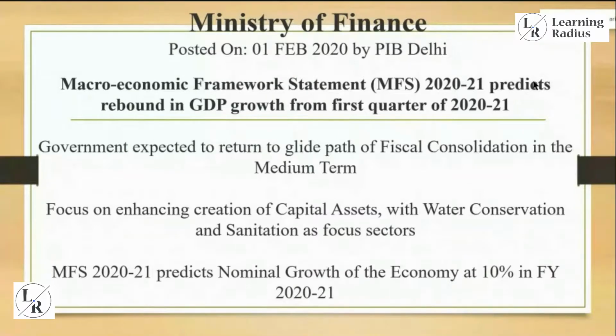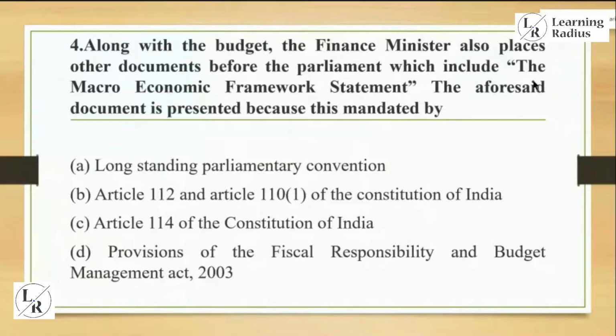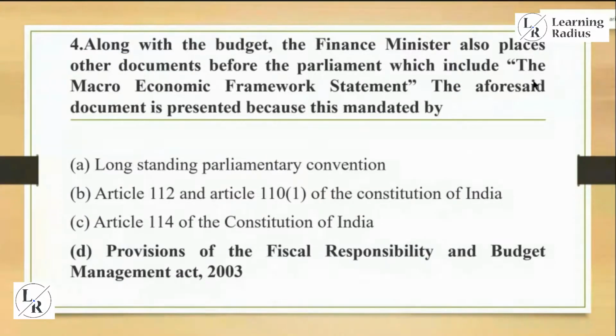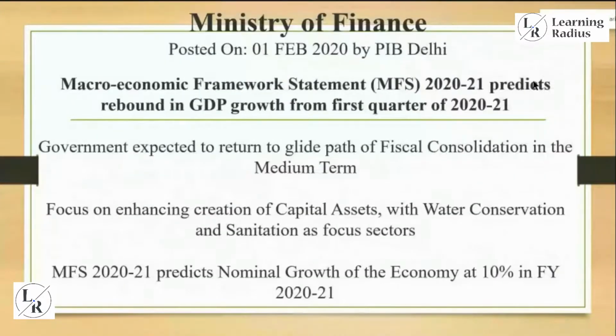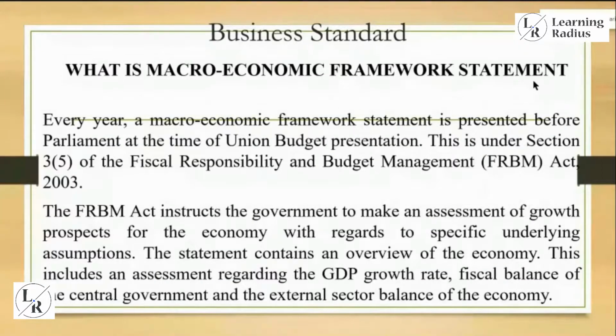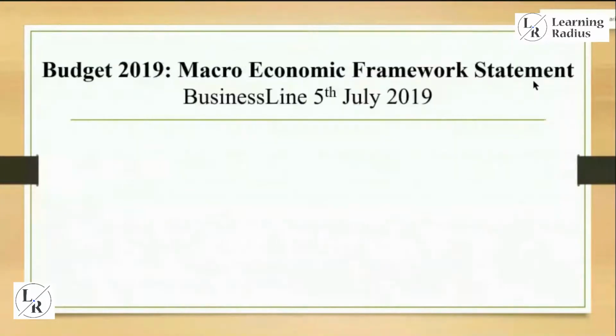UPSC on 4th October 2020 asked about the aforesaid document being presented because this is mandated by... Now it is very clear this is mandated by the provisions of the Fiscal Responsibility. And how do you get to the macroeconomic framework statement by reading PIB? How to get to the question by reading what is the macroeconomic framework? If you read what is macroeconomic framework by sitting for 10 minutes, the first paragraph will directly tell you it is under the section of the Fiscal Responsibility and Budget Management Act. That reading as such is important.